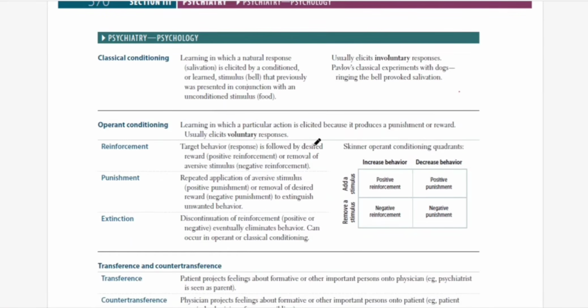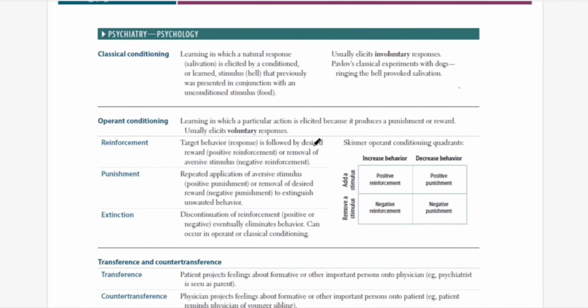Next is operant conditioning. I'm going fast because these are less important, less tested in the real exams. Operant conditioning is basically about voluntary responses and depends upon rewards or punishment. So usually we have three types: reinforcement, punishment, and extinction. Reinforcement and punishment are completely opposite to each other. Reinforcement means giving a reward for something.